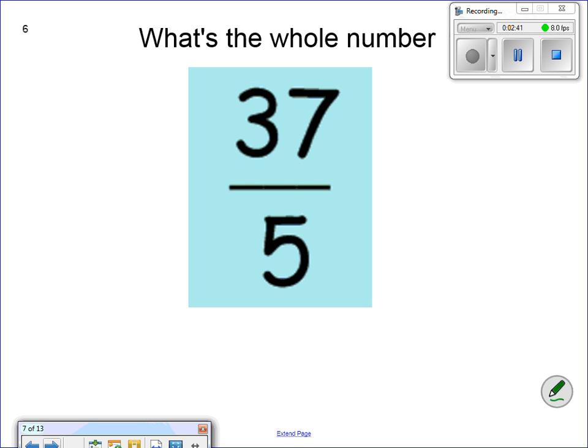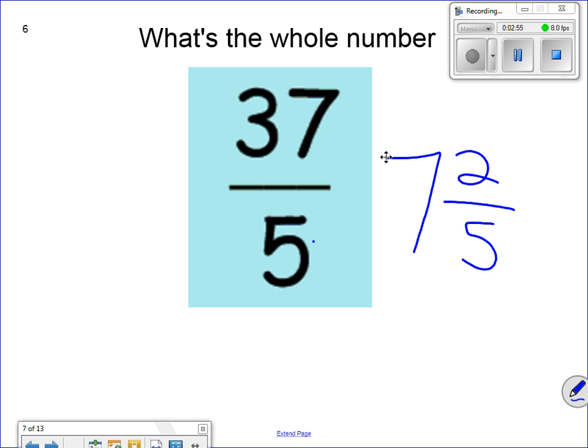It's getting a little bigger. How many 5's go into 37? 5 times 6 is 30. We can get closer. 5 times 7 is 35. What's left over? I have a 2, and I have a 5 left over with my denominator. Let's check. 5 times 7 is 35, plus 2 is 37 over 5.